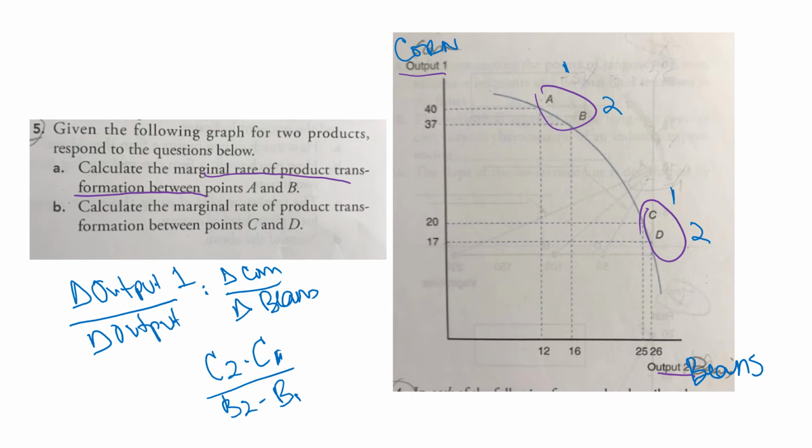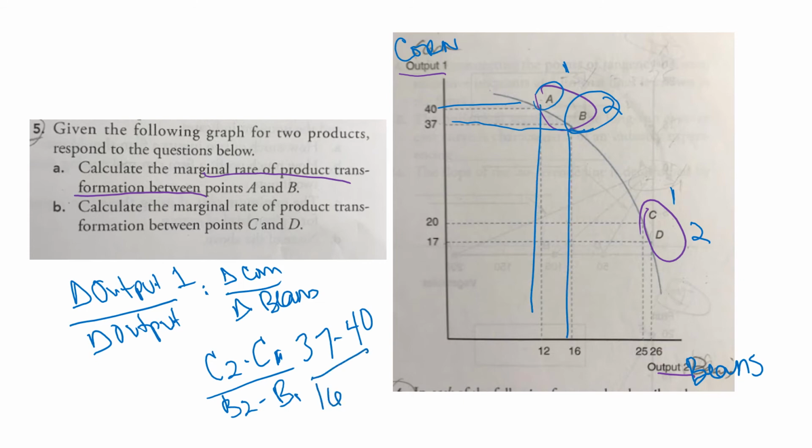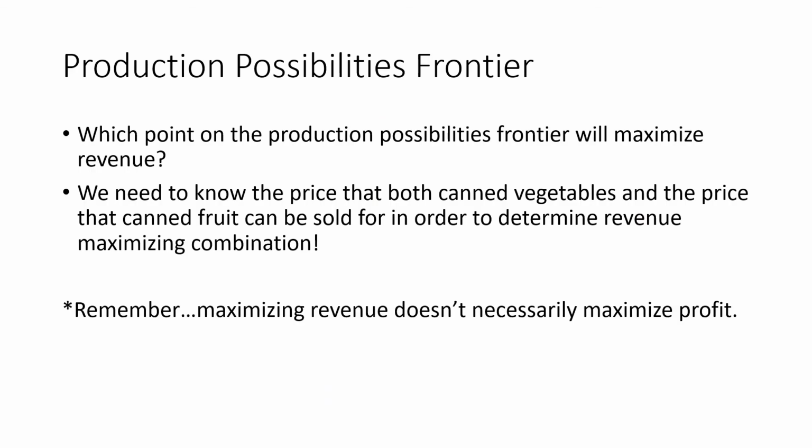This can be point 1 and point 2. So corn 2, in this case, is 37. Corn 1 is 40. Beans 2 is 16. Beans 1 is 12. 37 minus 40 is negative 3. 16 minus 12 is 4. Negative 3 divided by 4 is negative 0.75. So negative 0.75 would be your answer for A. And I'll go ahead and let you calculate B.